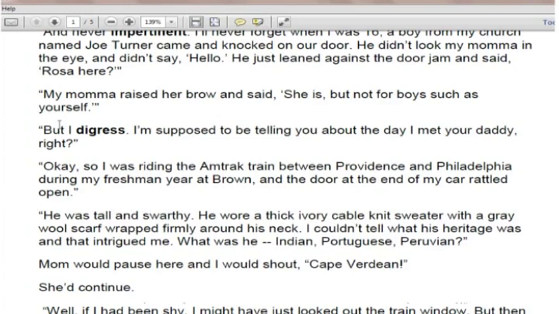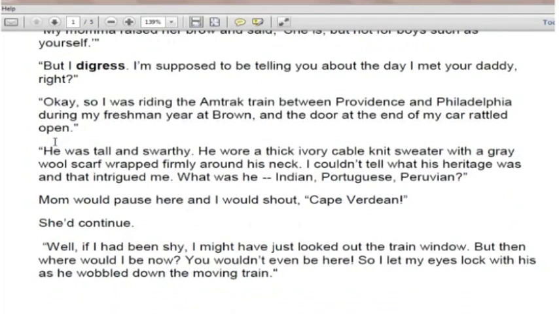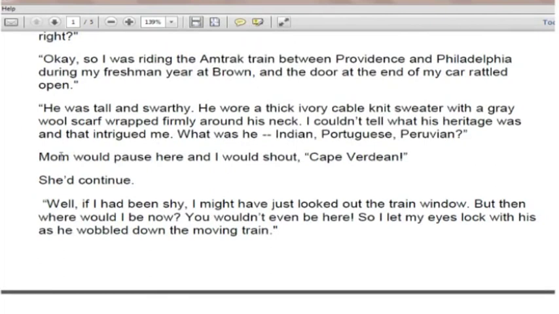Okay, so I was riding the Amtrak train between Providence and Pravalara during my freshman year at Brown, and the door at the end of my car rattled open. He was tall and swarthy. He wore a thick ivory cable knit sweater with a gray wool scarf wrapped firmly around his neck. I couldn't tell what his heritage was, and that intrigued me. What was he? Indian, Portuguese, or Peruvian?